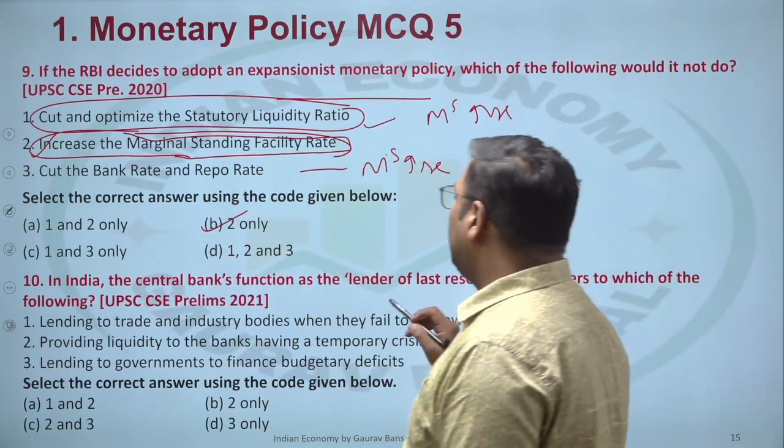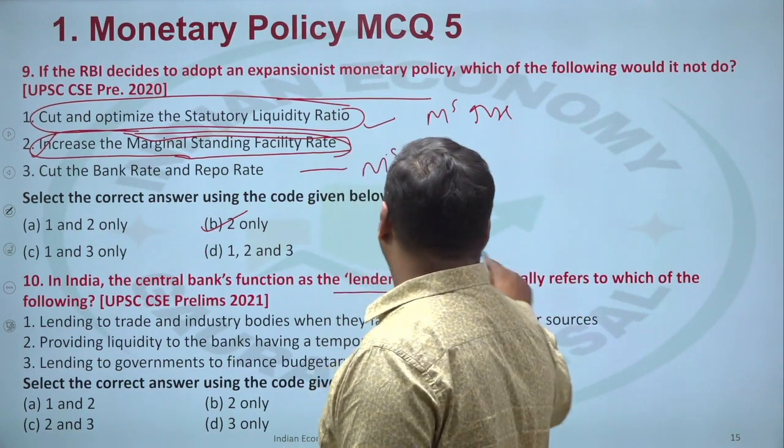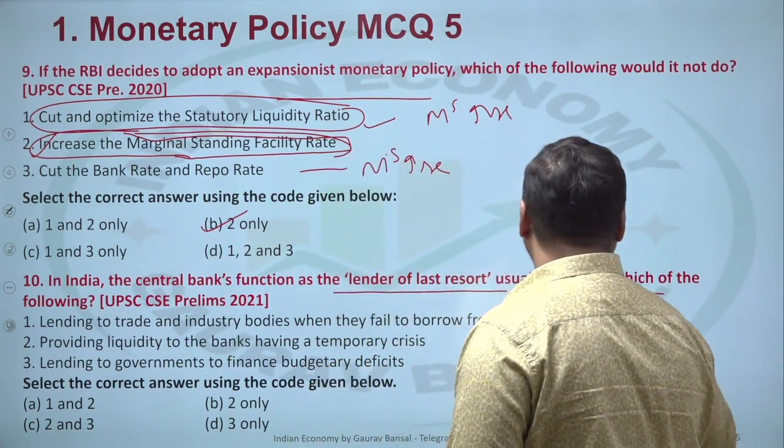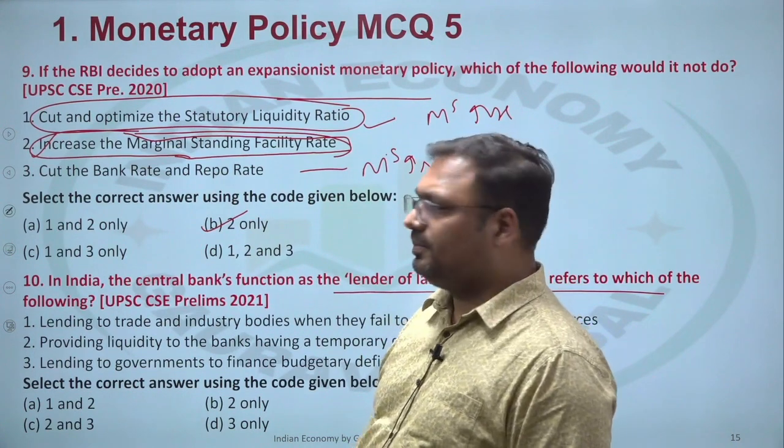10th, in India, central bank's function as the lender of last resort usually refers to which of the following?